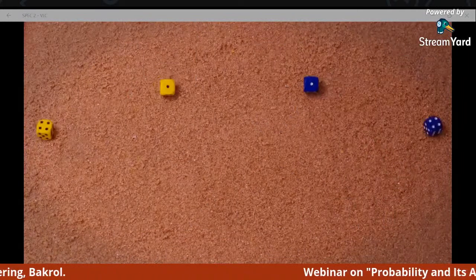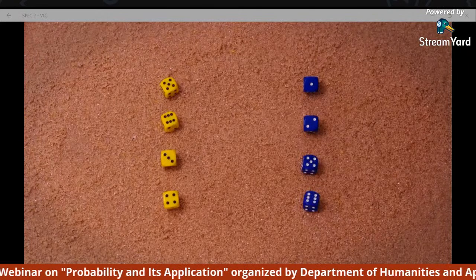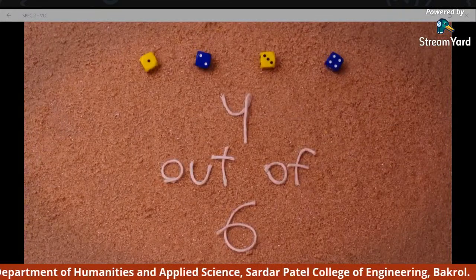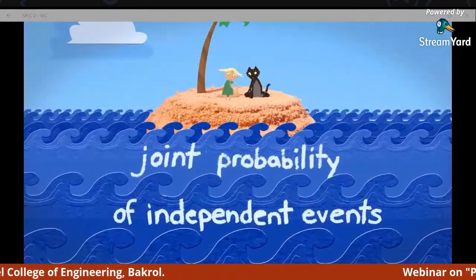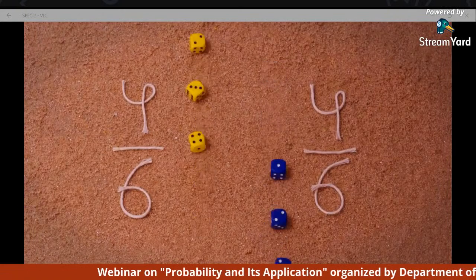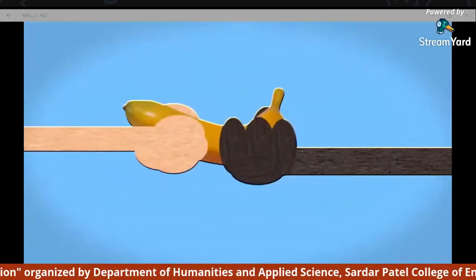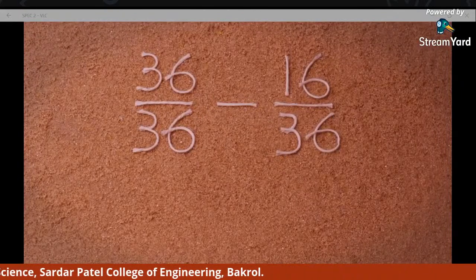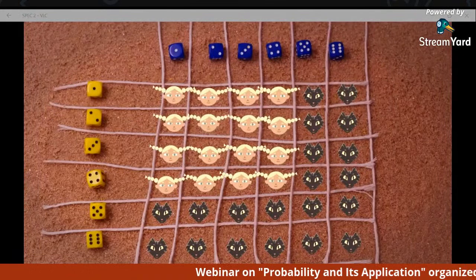The only way player 1 can win is if both dice show a 1, 2, 3, or 4. A 5 or 6 would be a win for player 2. The chance of one die showing 1, 2, 3, or 4 is 4 out of 6. The result of each die roll is independent from the other, and you can calculate the joint probability of independent events by multiplying their probabilities. So the chance of getting a 1, 2, 3, or 4 on both dice is 4 out of 6 times 4 out of 6, or 16 out of 36. Because someone has to win, the chance of player 2 winning is 36 out of 36 minus 16 out of 36, or 20 out of 36. Those are the exact same probabilities we got by making our table.